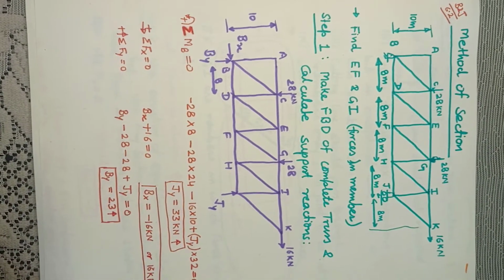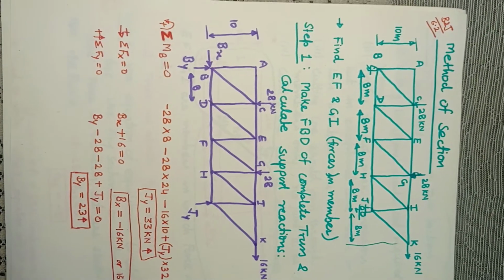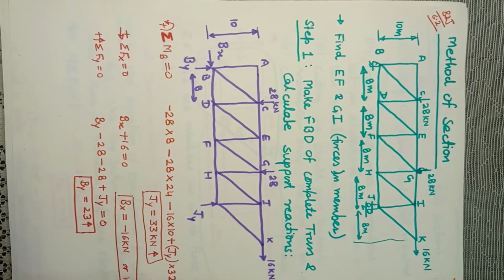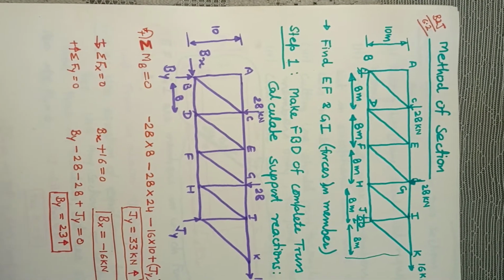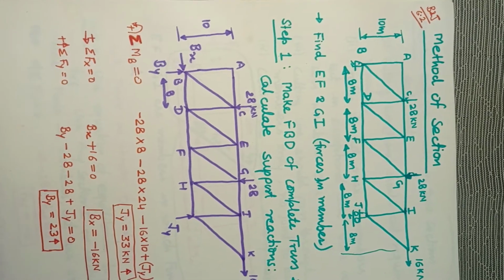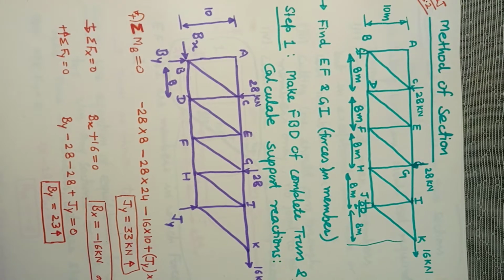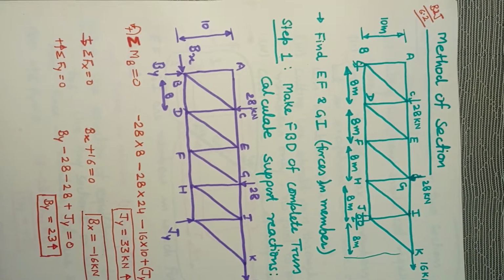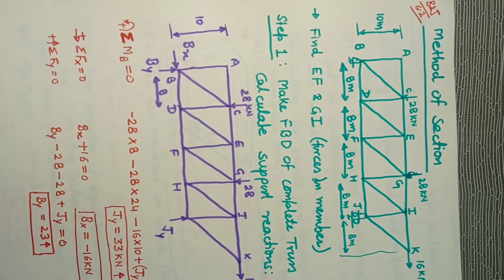Now, what is method of section? Basically, it is based on the principle of rigid body equilibrium. Method of joints was based on the principle of point equilibrium. Because every joint was a particle, when we were solving a problem with method of joints, we were using the free body diagram of all the joints, treating all the joints as particles.